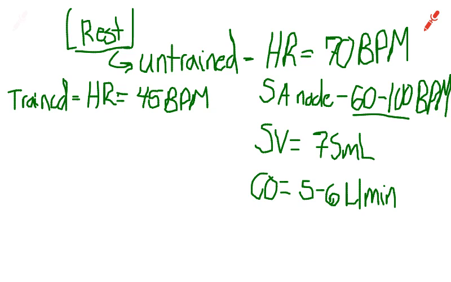It's doing this because the SA node is still doing its thing. It's still beating every 60 to 100 beats per minute. But the heart is also controlled by certain impulses, certain nerves. And a little guy who controls the heart is called the vagus nerve, or vagal, yeah, we'll just call it vagus nerve. The vagus nerve.